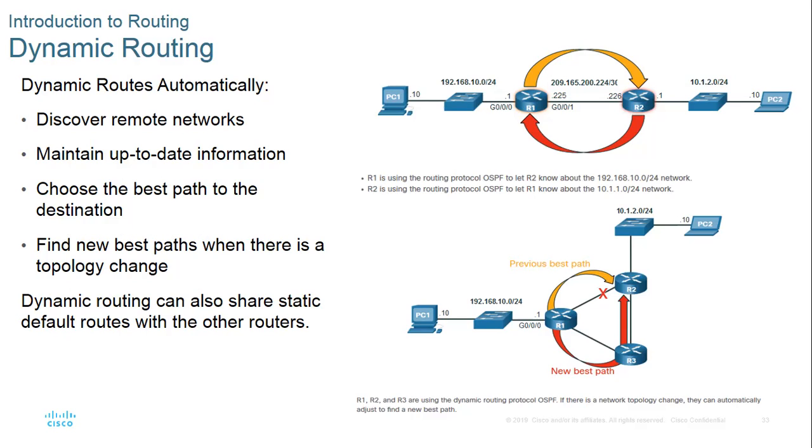Dynamic routes are automatically learned through protocols deployed between routers to update and keep updated this information, to choose the best path to the destination, and to find new best paths whenever there is a change in the topology.